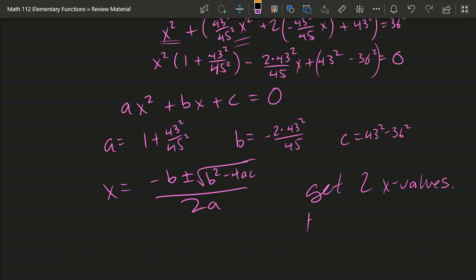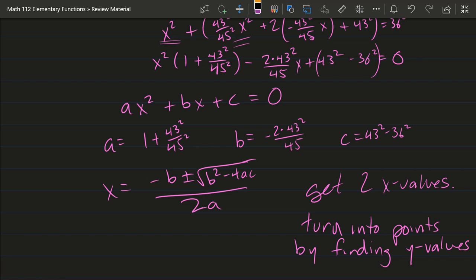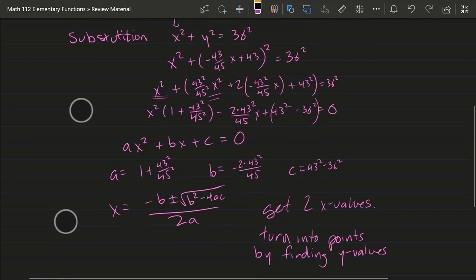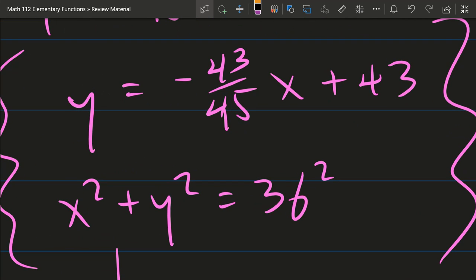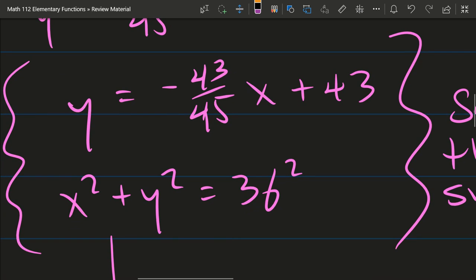You need to turn them into points by finding the y values. You can use either equation from our system to turn them into y values. Now I think they're both going to be kind of nasty. I'm just going to rewrite this linear equation. I think that's a little simpler. At least it doesn't require squaring. So we are going to figure out two x values. We're going to plug each one in and then get each y value that goes along with that.